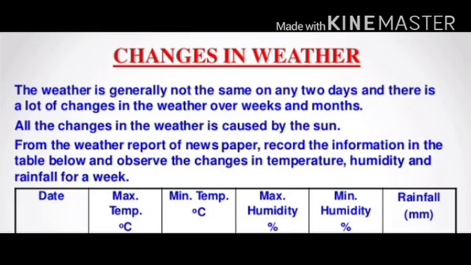You have to make a table in your homework copy and write the date, maximum temperature, minimum temperature, maximum humidity, minimum humidity and rainfall, either in homework or a classwork copy.